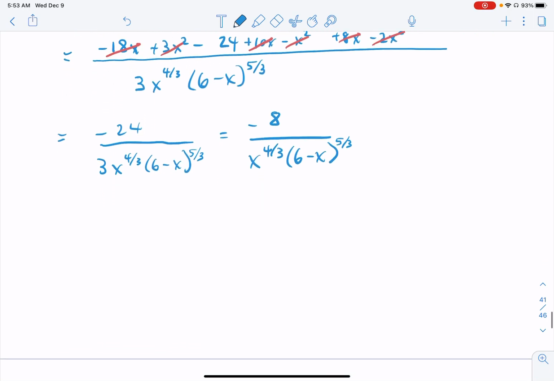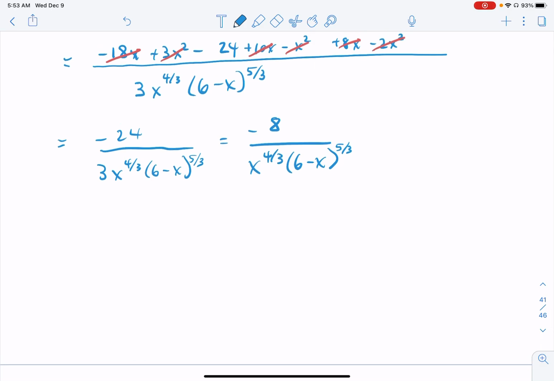We need to find some supercritical numbers, and that's where the top is equal to 0, but it never is, and where the bottom is equal to 0. Notice it's the same numbers that we had before. It's got a 0 here and a 6 from this one. So our supercritical numbers: x is equal to 0 and x is equal to 6.